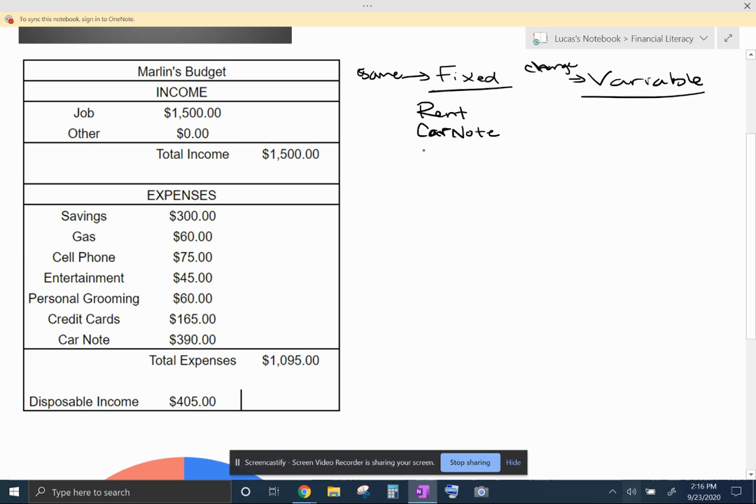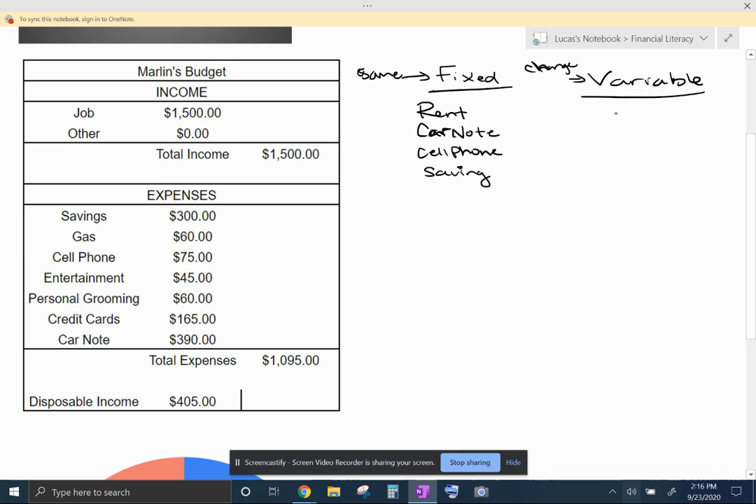Sometimes your cell phone bill can be a fixed rate, or it could be variable. Sometimes your savings plan, if you plan on saving the same amount every month, that could be a fixed expense. Things that you pay the same every month.